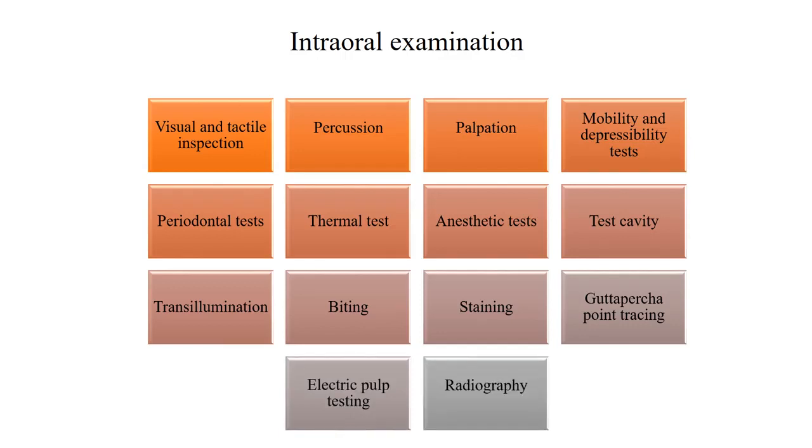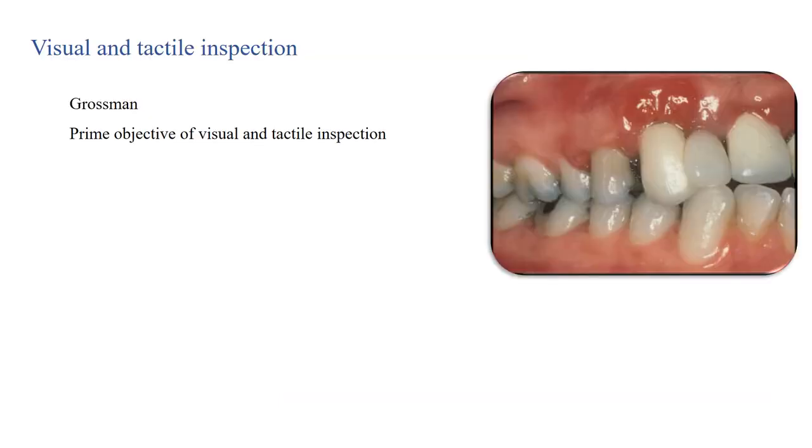And finally, we can go over to radiography to find out what is the condition of the entire tooth and the periapical tissues. So let us go over to the first step, which is visual and tactile inspection. You see the color, contour and consistency of both the hard and soft tissues. The soft tissues here are the gingiva and the buccal mucosa, and the hard tissues are the teeth.